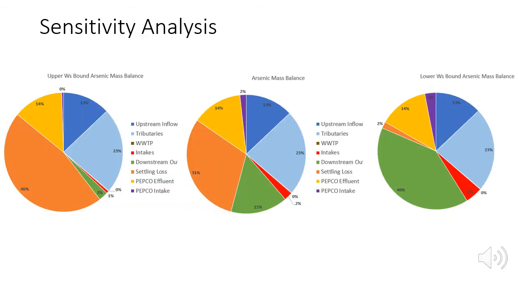Here are the same results from the sensitivity analysis on settling velocities. It's just displayed in a slightly different way. And the takeaway here is that in the most severe settling case, we have 46% of arsenic mass being lost due to settling, whereas in the least severe case, we have only 2% of arsenic mass settling to the river bottom.